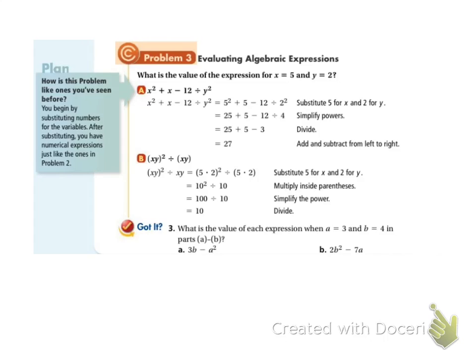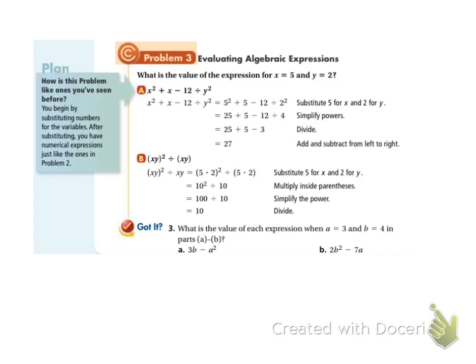Part B, I have x times y to the second power divided by x times y. So I plug in x equals 5 and y equals 2. So this turns into 5 times 2 to the second power divided by 5 times 2. So since I have parentheses, I need to take care of that first. So I multiply 5 times 2 and get 10. And then again I multiply 5 times 2, which gives me 10.